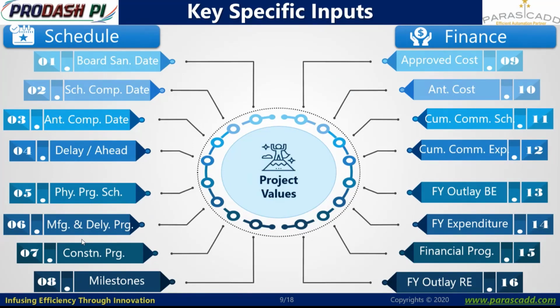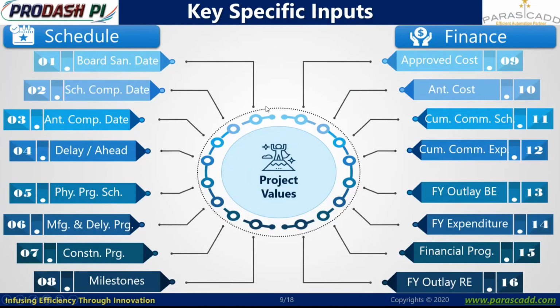Apart from these, other project functions such as engineering, procurement, tendering, manufacturing, delivery, and other construction and commissioning related milestones can also be monitored, as these are very handy to define while reporting progress.